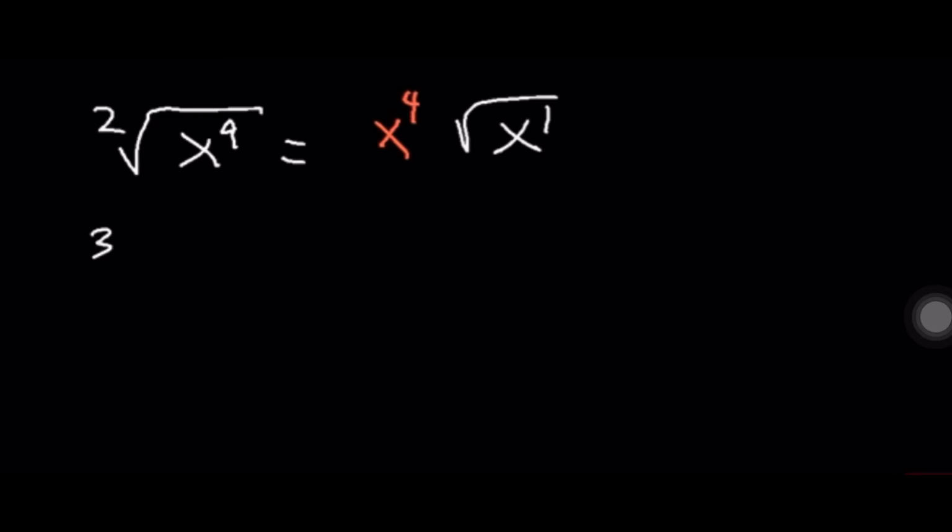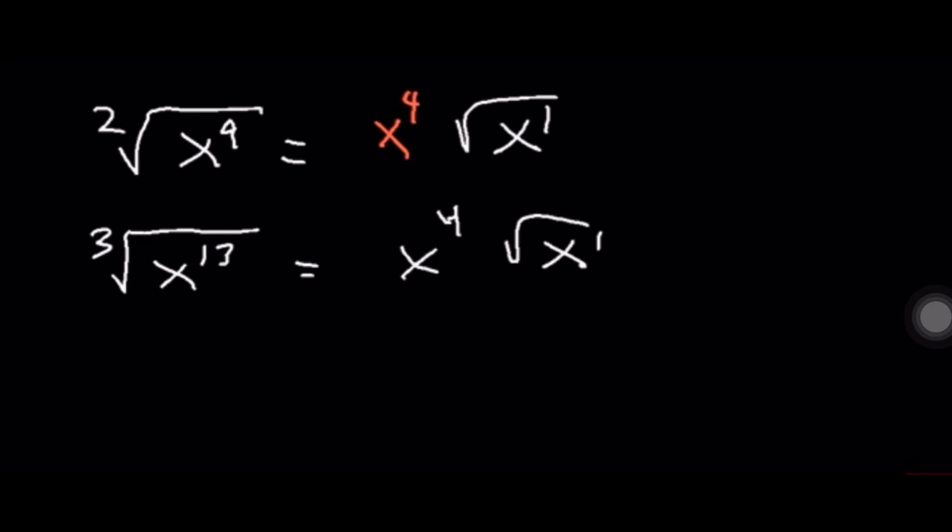So let's say you want to find the square root of x to the 9th. How many times does 2 go into 9? 2 goes into 9 4 times, with 1 remaining. So let's say you have the cube root of x to the 13th. How many times does 3 go into 13? 3 goes into 13 4 times, with 1 remaining. But this time you've got to put the 3.